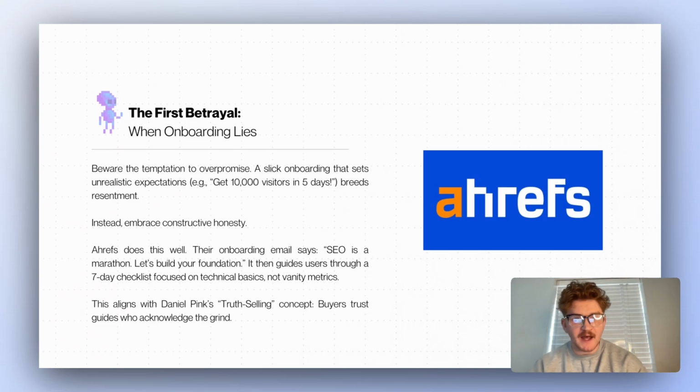So their onboarding email says something like, SEO is a marathon. Ahrefs never claims that they're going to give you quick wins with SEO overnight. They guide users through a checklist that's focused on the technical basics of how to get SEO results, not these stupid vanity metrics like let's get 1,000 visitors to your site today. This aligns with Daniel Pink's truth selling concept, which is buyers trust guides who acknowledge the grind.